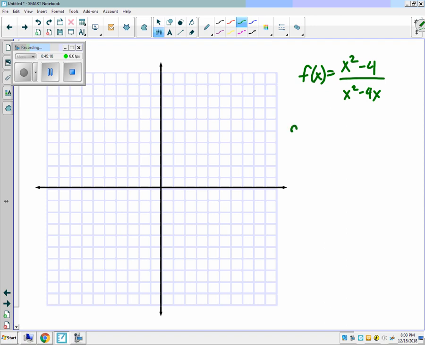All right, part A wants me to find the HAs and VAs. HAs and VAs. My daughter has a friend in 2nd grade. Her last name is Haas. And so every time she talks about her friend.